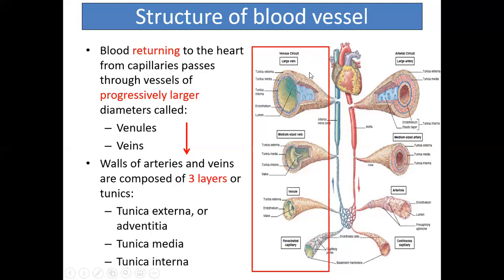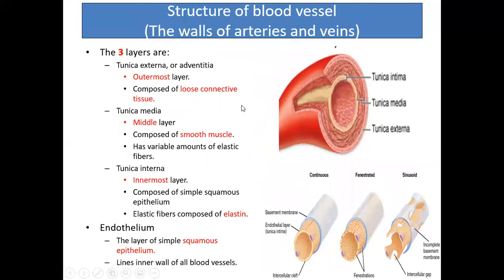So if you see from this cut section of the vessel, the outermost layer is tunica externa. In the middle, we have the tunica media, and the innermost layer is the tunica interna. Yeah, that is the innermost layer. Okay, so we're going to explore these 3 layers: the outermost layer, the middle layer, and also the inner layer.